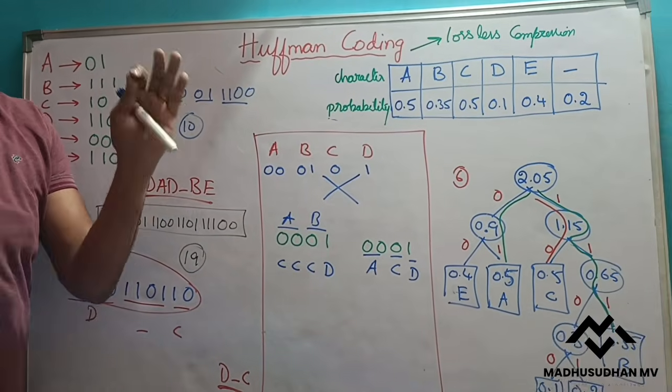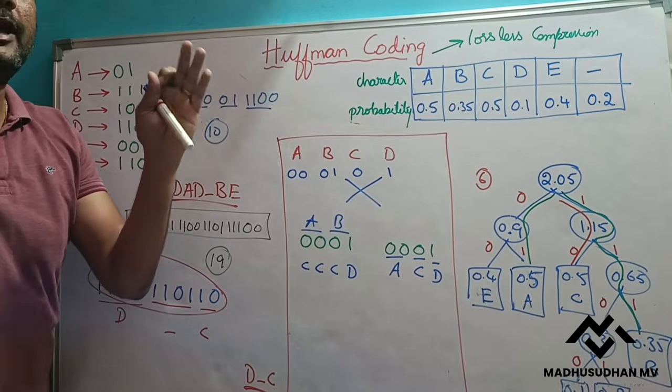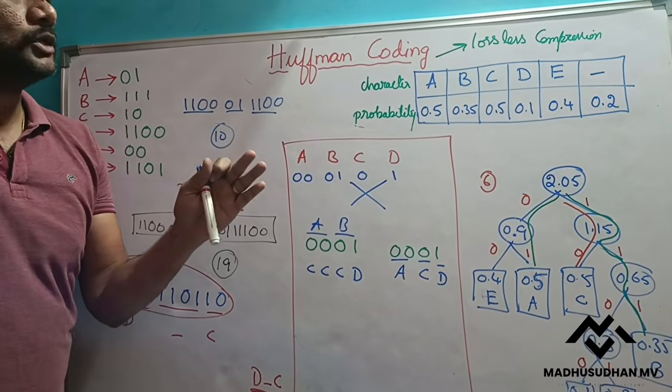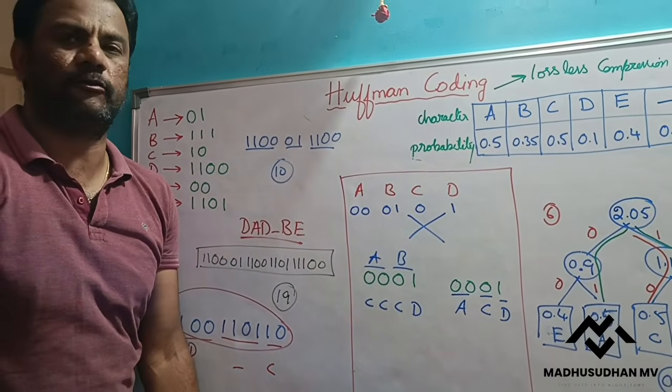So Huffman coding is a lossless compression technique and it is a variable length coding technique. I hope you understood the concept of Huffman coding.